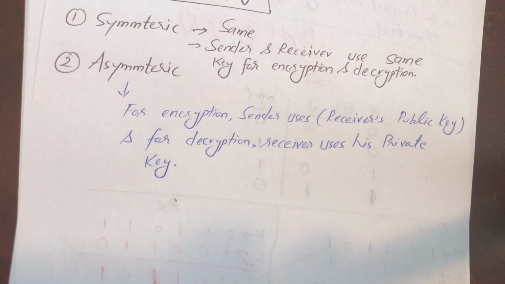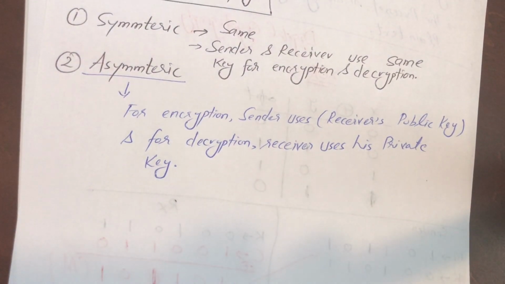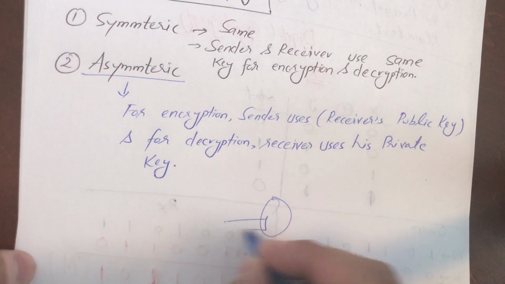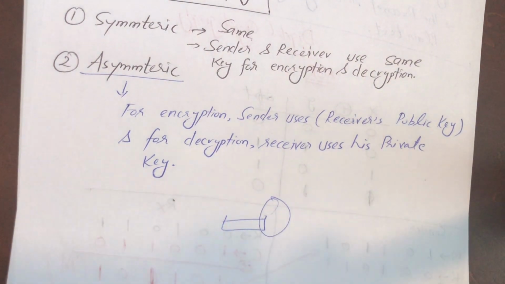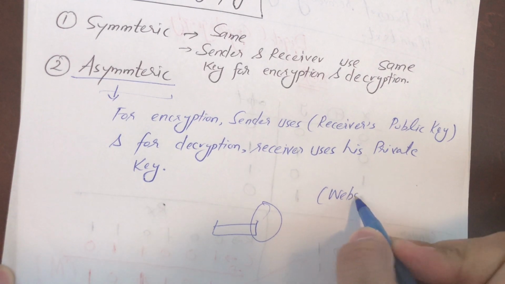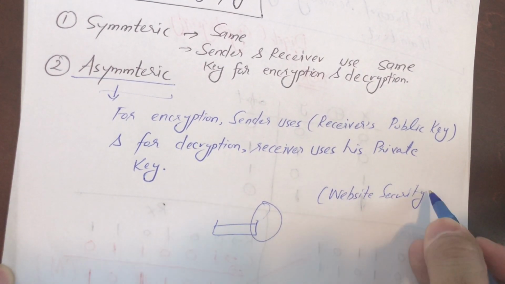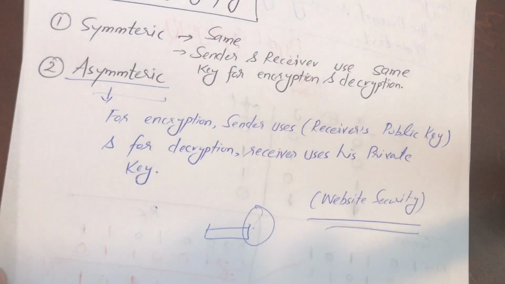So let me make you understand what asymmetric encryption is. Symmetric is fine. If you want to open a lock, for example, you have the same key to lock and unlock it. With one key, you can lock the door, and you can open the door with the same key. But asymmetric, which is widely used in website security, like HTTPS and all that stuff, is different. So let's understand that with an example.